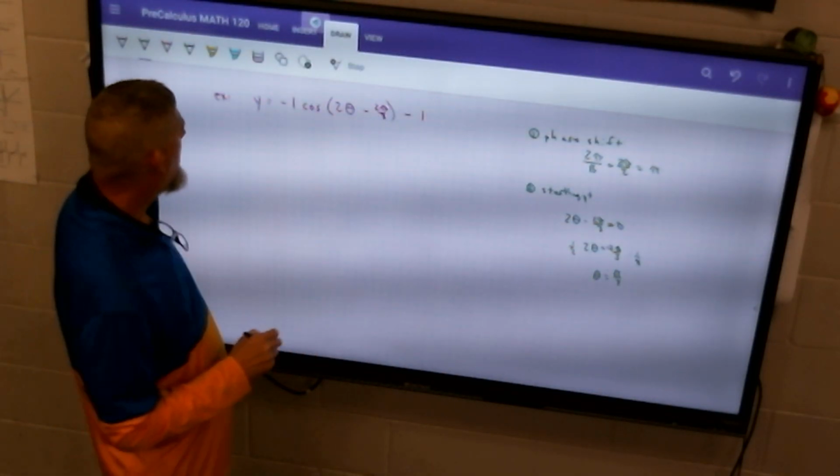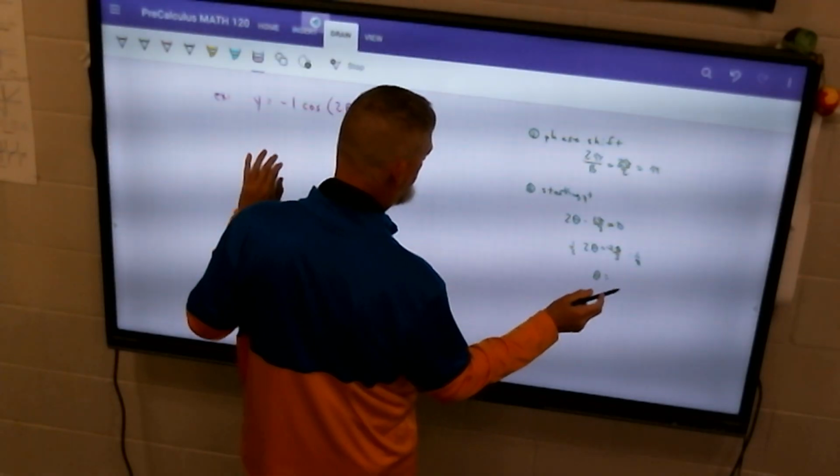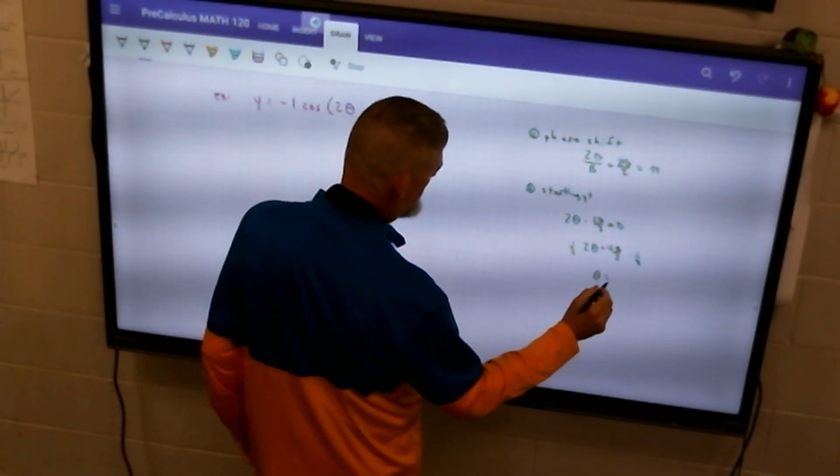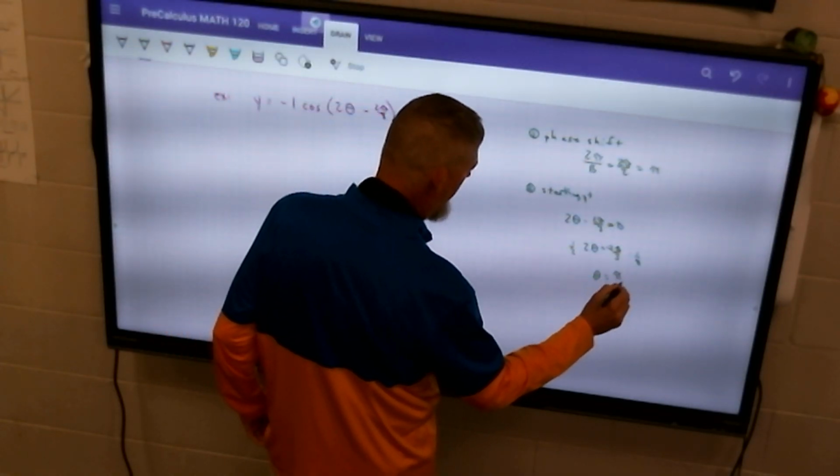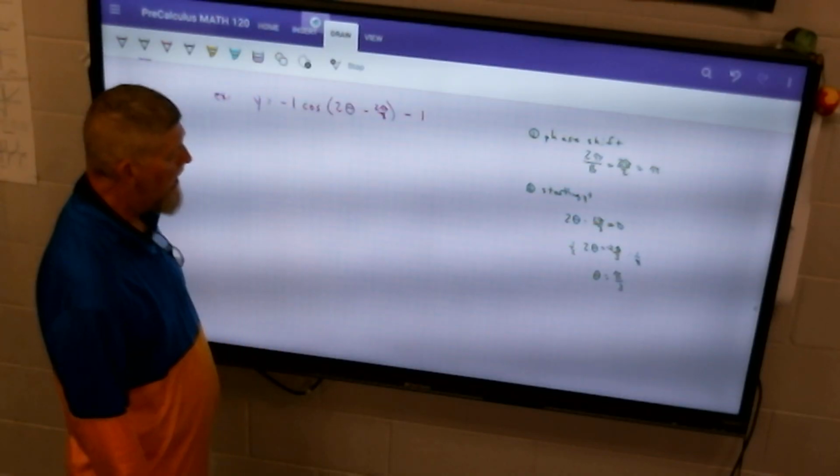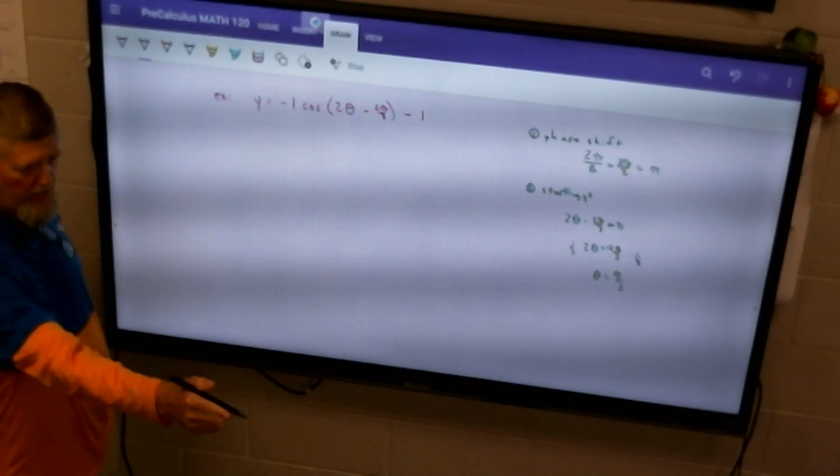So solve that fraction however you need to. Pi over 3. But do not go to decimals. Make sure you leave it as pi over 3. So now, what's pi over 3?